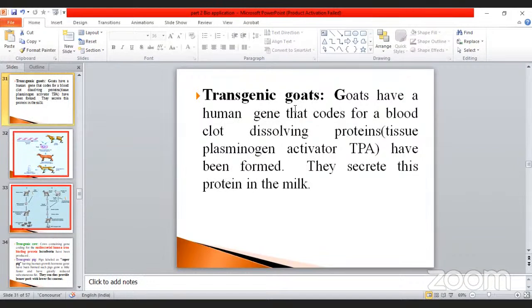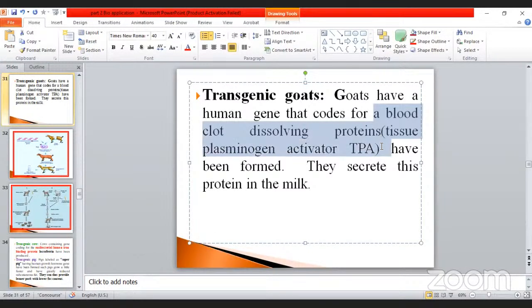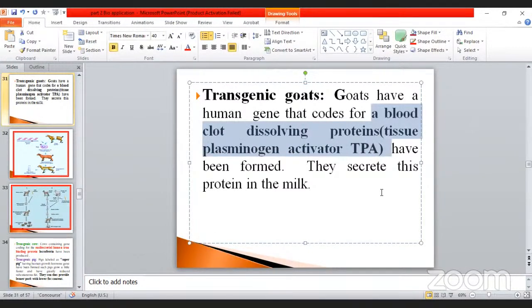It is similar to the sheep. It's a variety of sheep, isn't it? It's a goat. The goat has a human gene that codes for the blood clot dissolving protein. Blood clot dissolving protein. Don't forget, my dear students. That is called tissue plasminogen activator, simply called TPA.